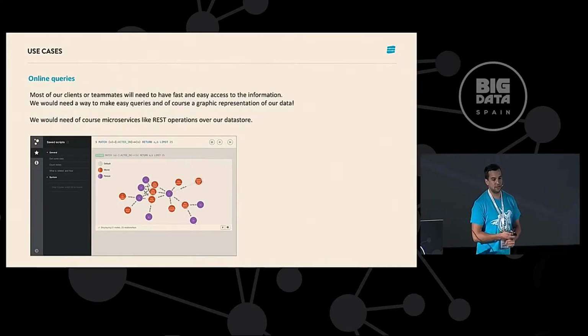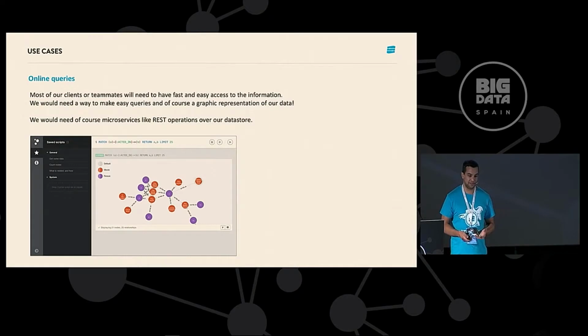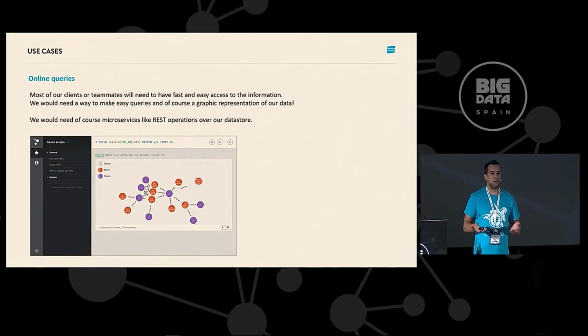The next use case is online queries. Of course, our client or maybe our teammates will need to have fast and easy access to this information. We are working with a massive data set, so during the development, we need to offer our teammates a way to access this information, and of course, a way to create microservices and extract information from it, for example, REST services. And even better, if you offer them a way to graphically show this information, it's great.